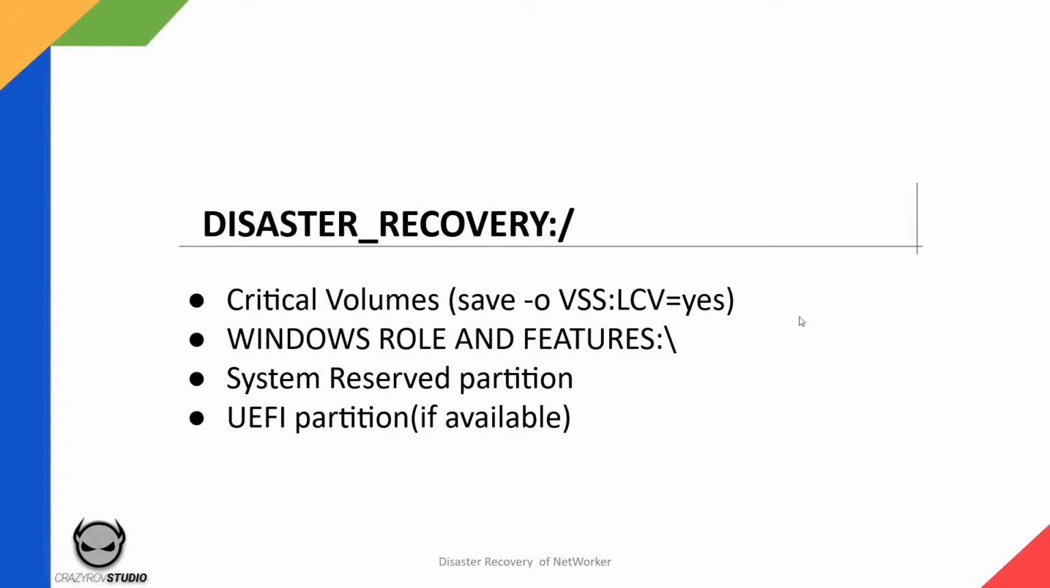Other than the critical volumes, we also have the Windows roles and features save set that is added. This save set is relatively new. If you are on versions prior to NetWorker 8, then you might not see this. I highly doubt anybody has a version lower than 8, but it is a possibility. This is the new save set that replaces the VSS save sets that we saw on 7.x and earlier. It also includes the system reserved partition and the UEFI partition if that is available.